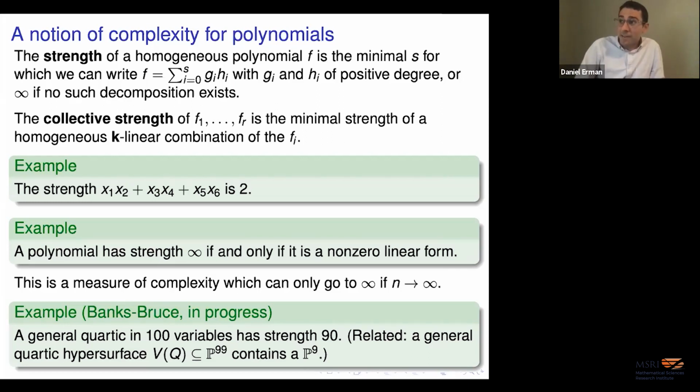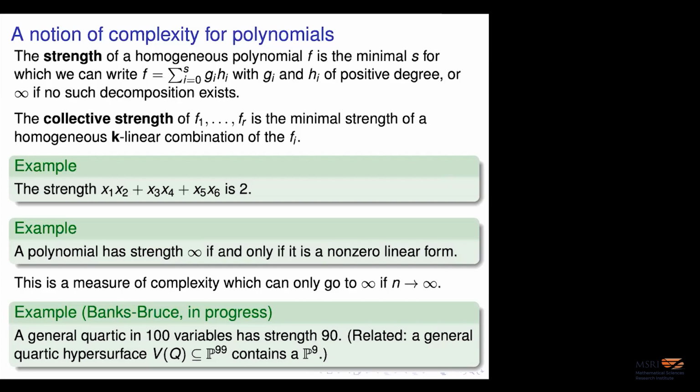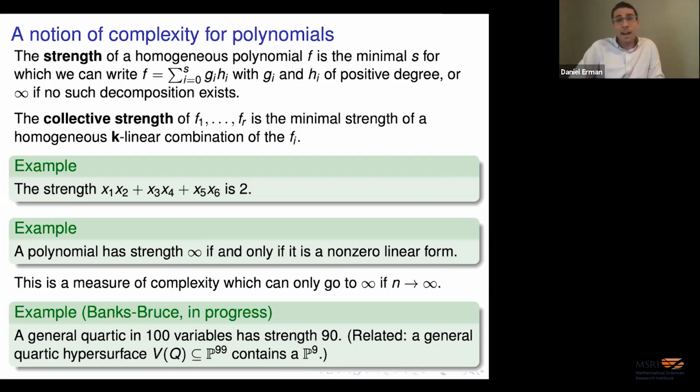But then it turns out it appears in some other contexts. In arithmetic geometry, some related notions have appeared when studying rational points on hypersurfaces defined over the rational numbers. And things related to strength appear there. In the inhomogeneous case, the key invariant seems to be the strength of the top degree part of an inhomogeneous polynomial, in the work that I've seen.